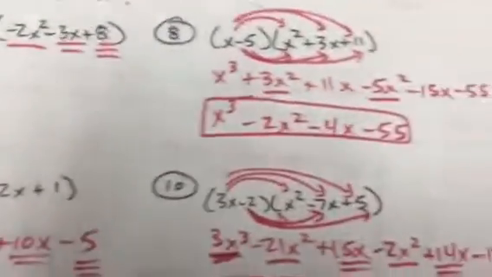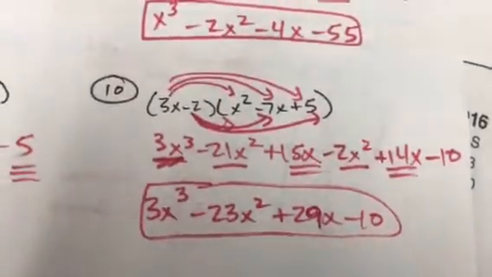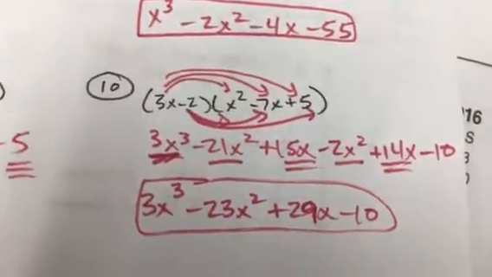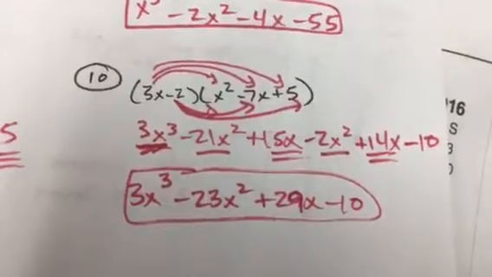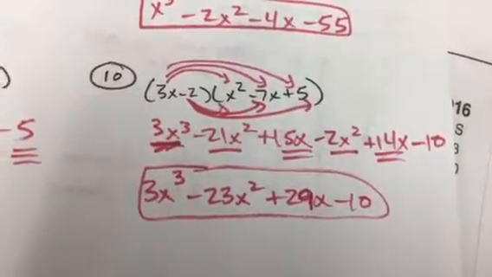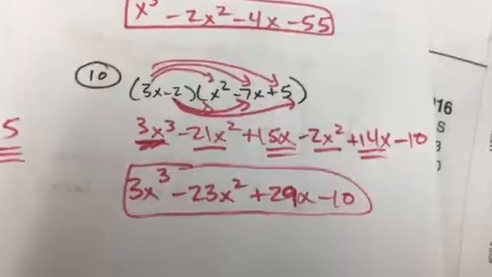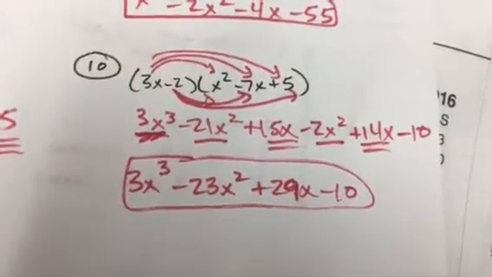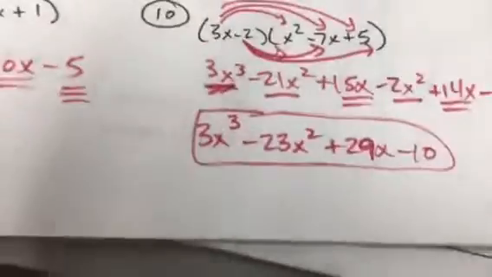You're going to have 2 of these questions. One's probably going to be like 7. The other one's going to be like 8 or 10. 3x times x squared, 3x times a negative 7, 3x times 5, followed by a negative 2 times x squared, a negative 2 times a negative 7x, that gives you 14x, and a negative 2 times 5. Combine like terms. There we are.